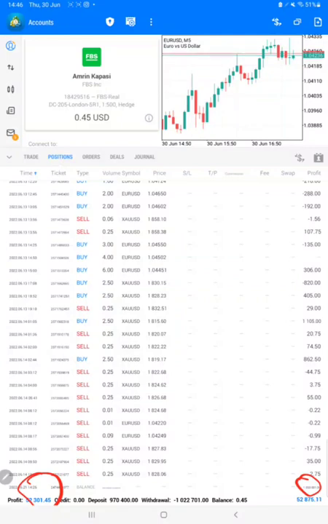So in total $1,003,001, to be precise, has been withdrawn from this account. Only 45 cents is left. So $1,003,001 withdrawn. This account is closed, and all this deposit was transferred to the new account.